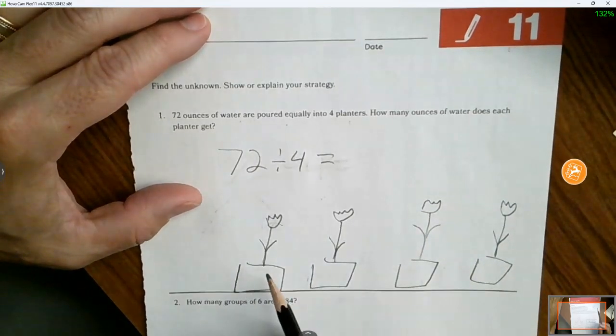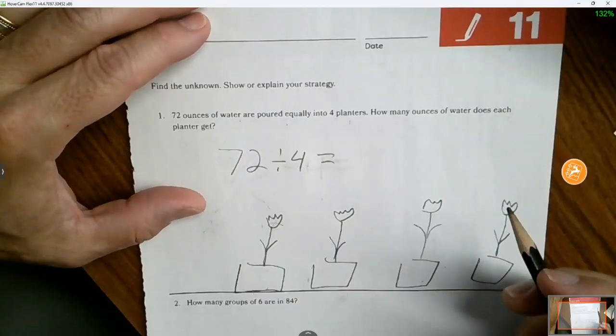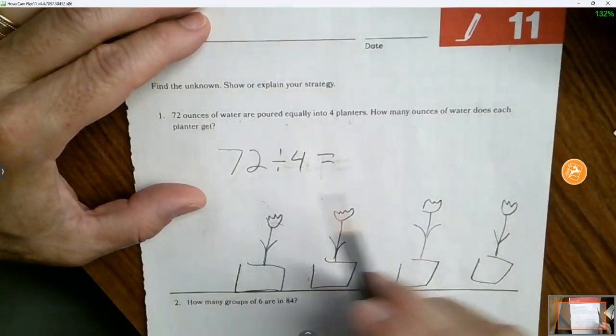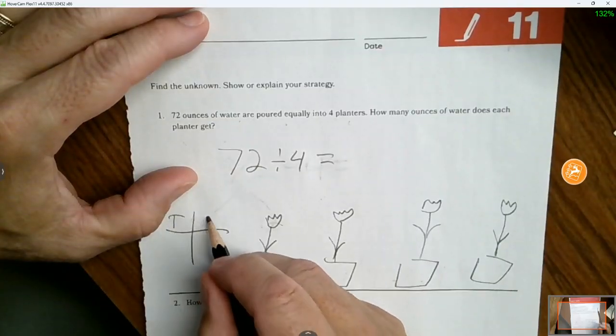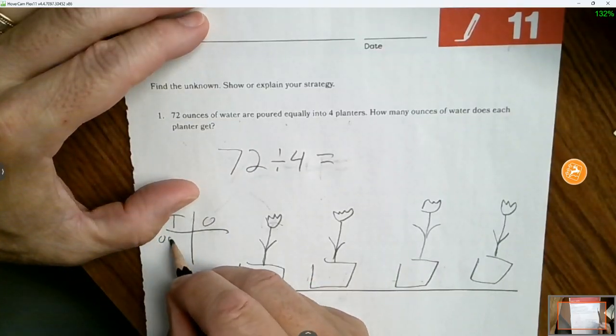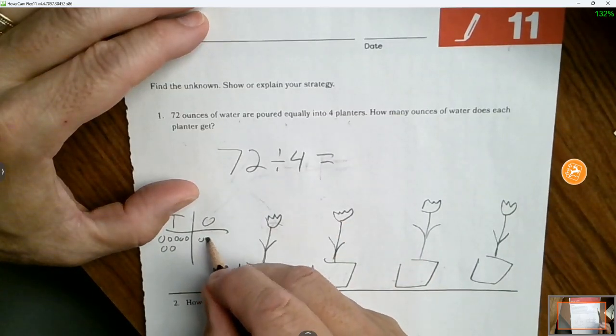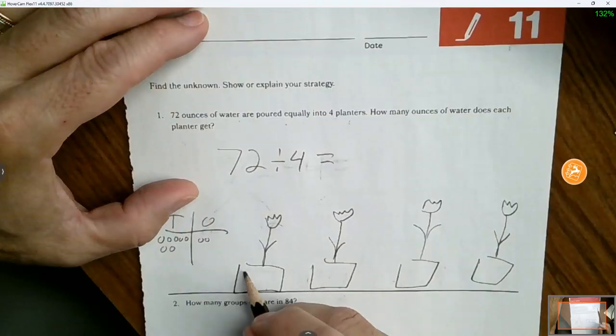Now we got to figure out how much water we're putting in the bottom. Okay, so we have 4 and we have 72. So if we look at 72, that gives us our 10s and our 1s. 1, 2, 3, 4, 5, 6, 7. And our 1s, we have 2. So let's start getting rid of our 10s.